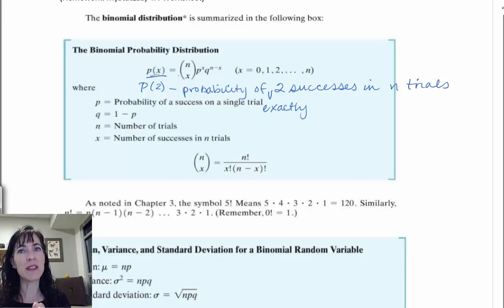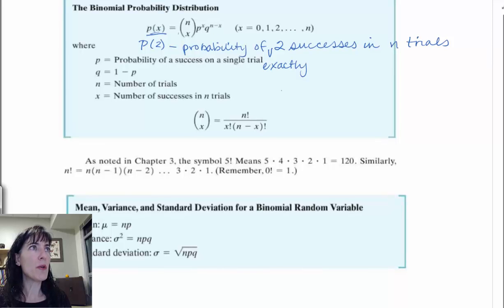It's exactly 2 successes. So we're going to look in a little while how you have to calculate to figure out if you want less than 2 successes or more than. We have to do different things. But for right now, we can say that P of 2 is going to give us the probability of exactly 2 successes in n trials. And that's the left-hand side.